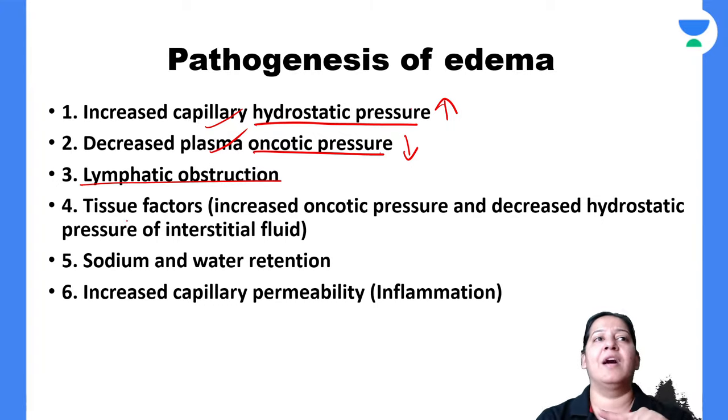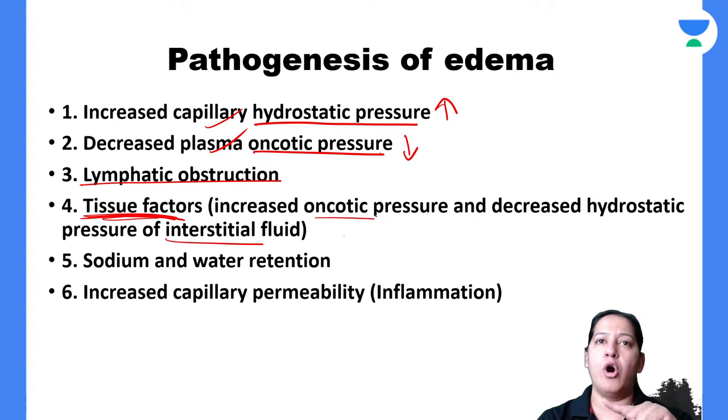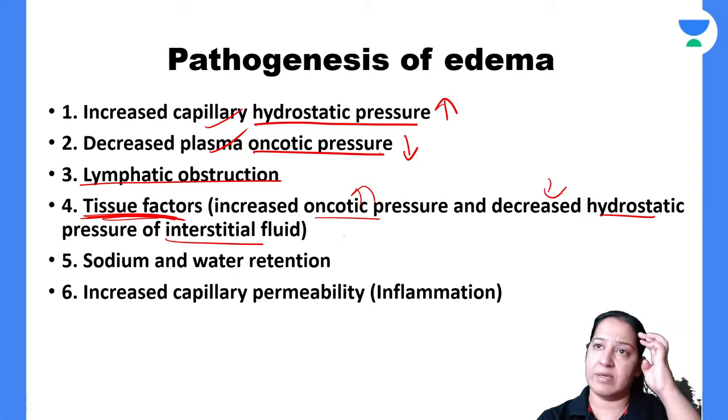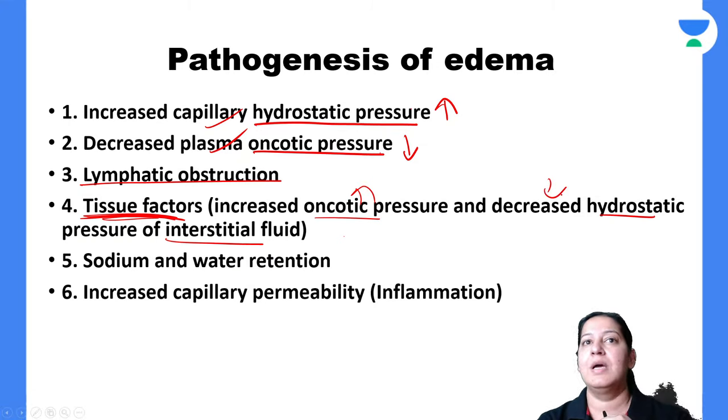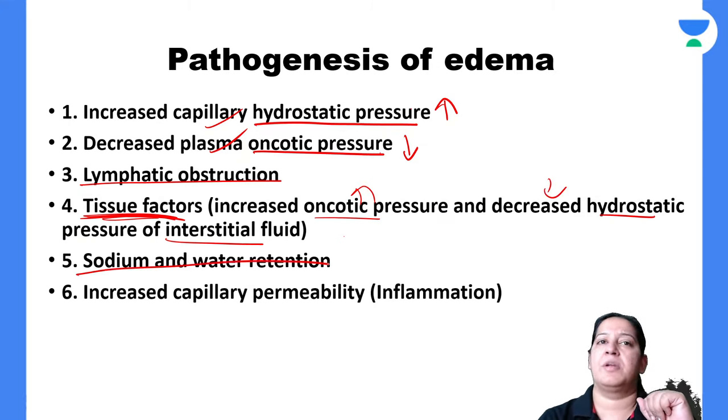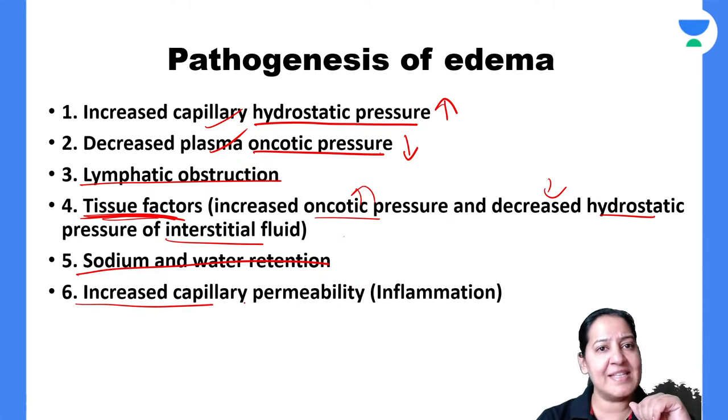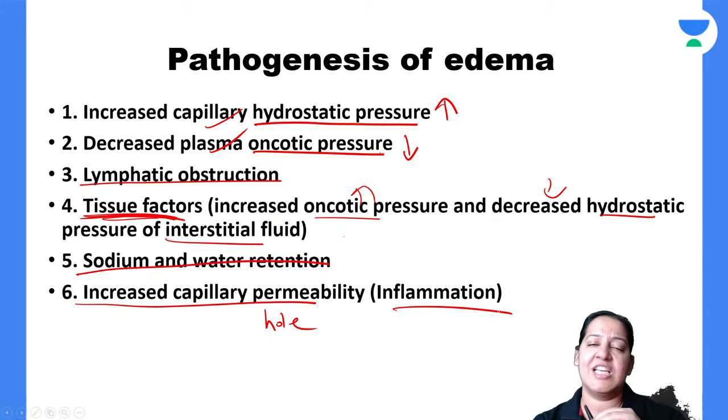The fourth is minor. Minor means tissue, interstitial fluid pressures. So here it will be reversed. Osmotic will increase and hydrostatic will decrease. So these are the minor pressure changes. The fifth one is sodium water retention. And the sixth one is increased capillary permeability, that is holes in the capillary. That takes place in inflammation.